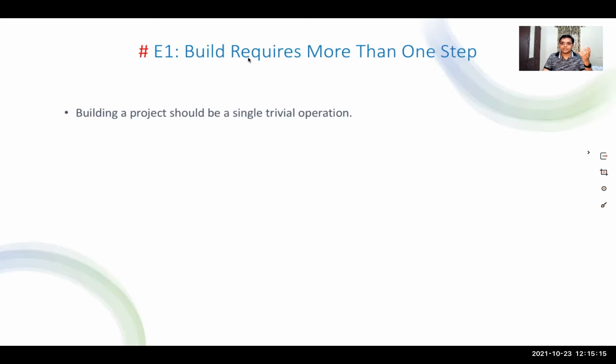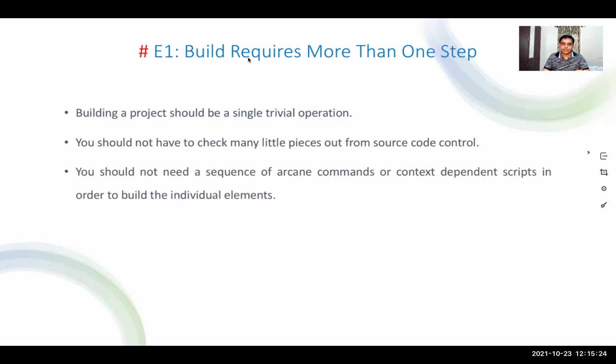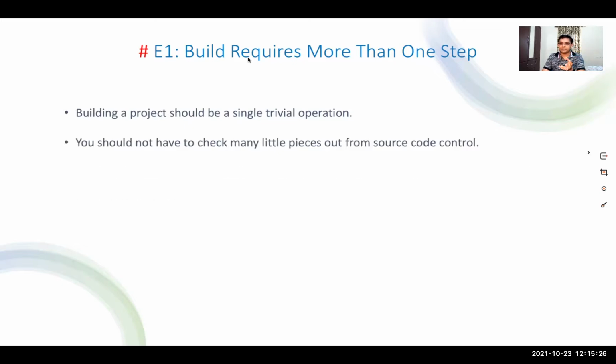So another code smell: build requires more than one step. Building a project should be a single, trivial operation. You should not have many little pieces. Suppose I want to release a particular project, then release another project and put that library into this, then change some environmental variables. A lot of other things are required before I take a build. That means you have not properly configured your application system. If you want to build it, just go and build it.